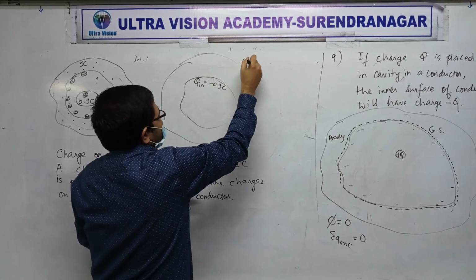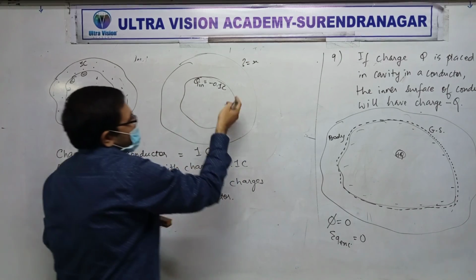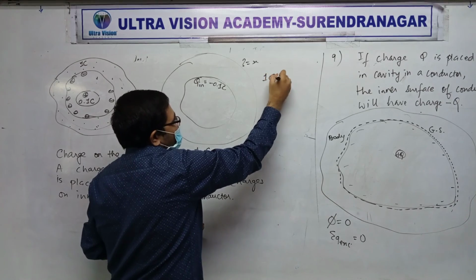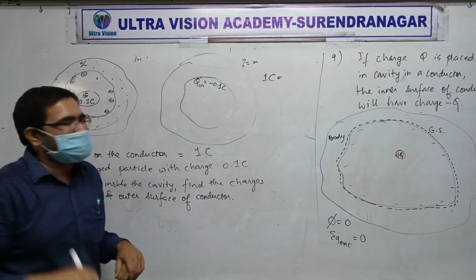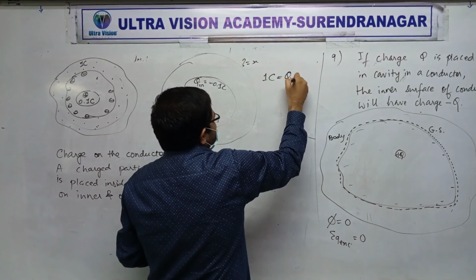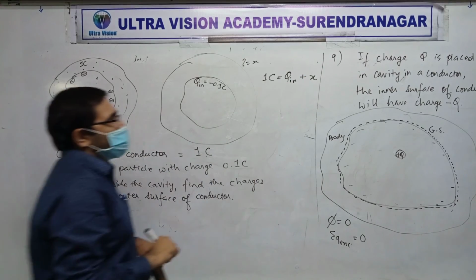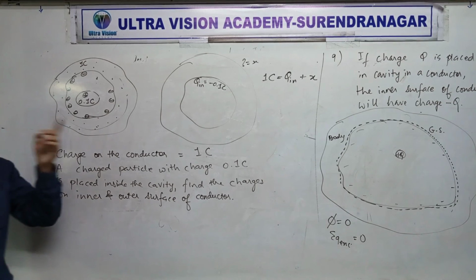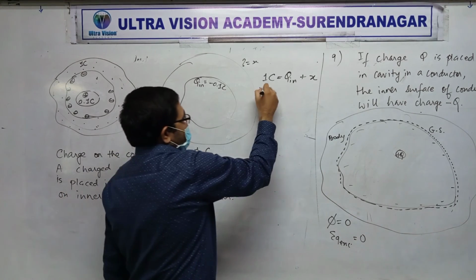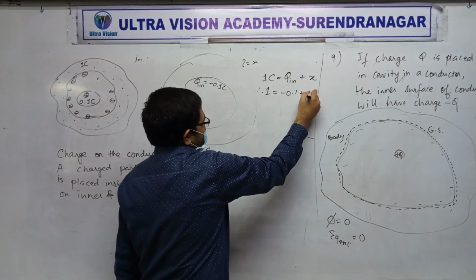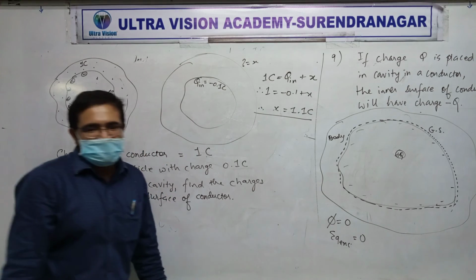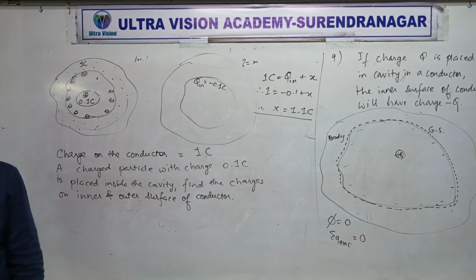We don't know how much charge is on the outer surface. We know charge is either on the inner or on the outer surface. So the total charge is 1 coulomb on the body. Correct or not? So 1 coulomb should be equal to QIN plus X. Yes or no? Do we know QIN on the inner surface? How much? Minus 0.1. So put it there. So 1 equals minus 0.1 plus X. So how much is it? 1.1. Got it or not? Yes.